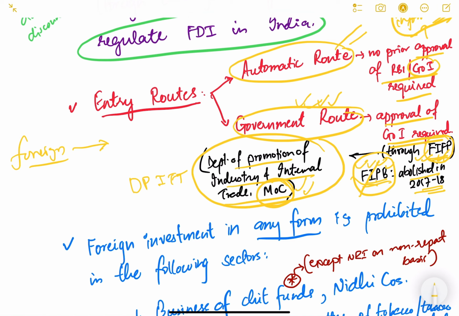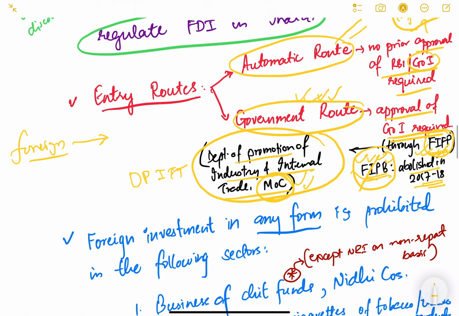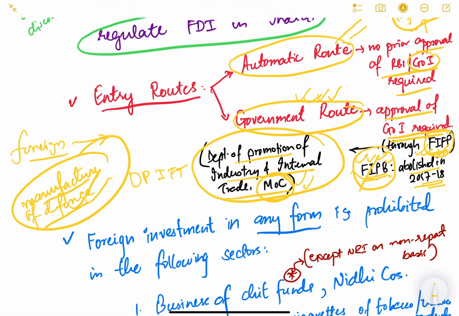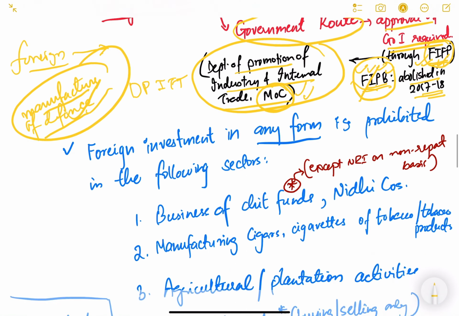For example, if that application is for the manufacture of some defense equipment, I'm just giving you an example. Manufacture of defense equipment, if somebody wants to do an FDI in this industry, they will apply through FIFP, and then that application will be forwarded to the Ministry of Defense for its consideration.